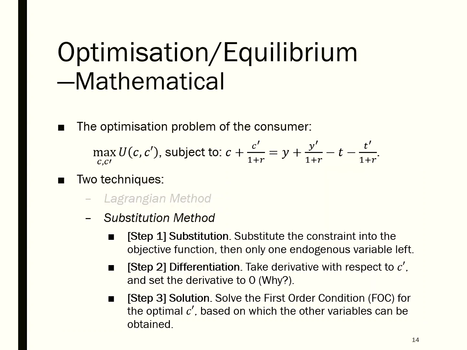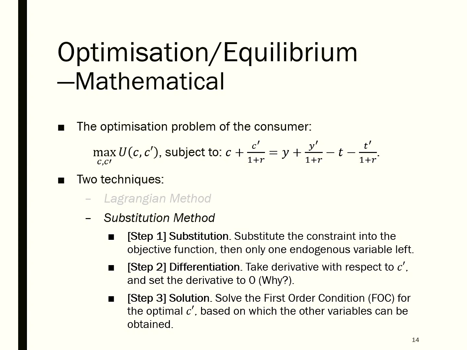The graph in the previous slide is intuitive but not accurate. If you want to be a serious economist, you need to be able to solve quantitative models behind those graphs. The maximization problem of the consumer can be written in the following form. The objective utility function depends on C and C prime, while the combined budget constraint is used for simplicity. Again, you can either use the Lagrangian method or substitution method to solve this maximization problem.